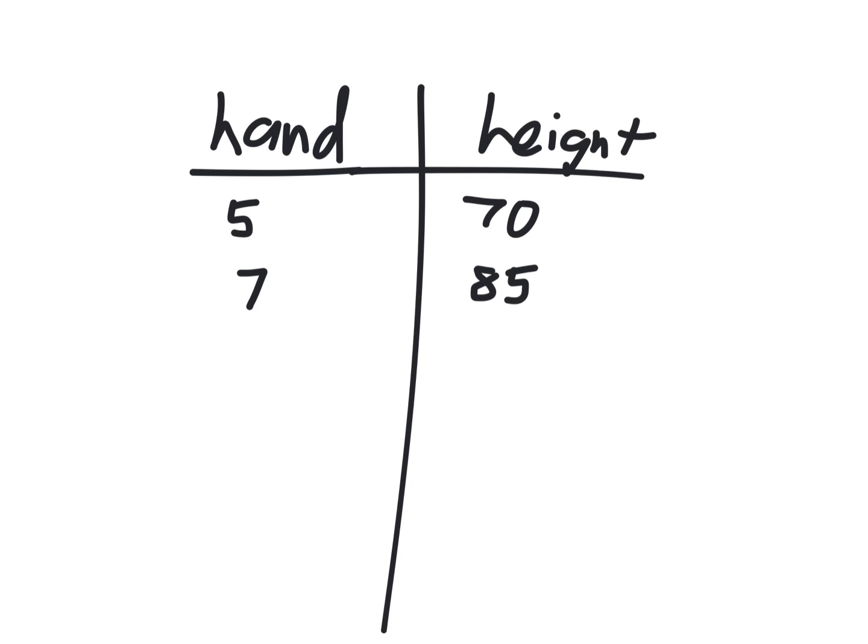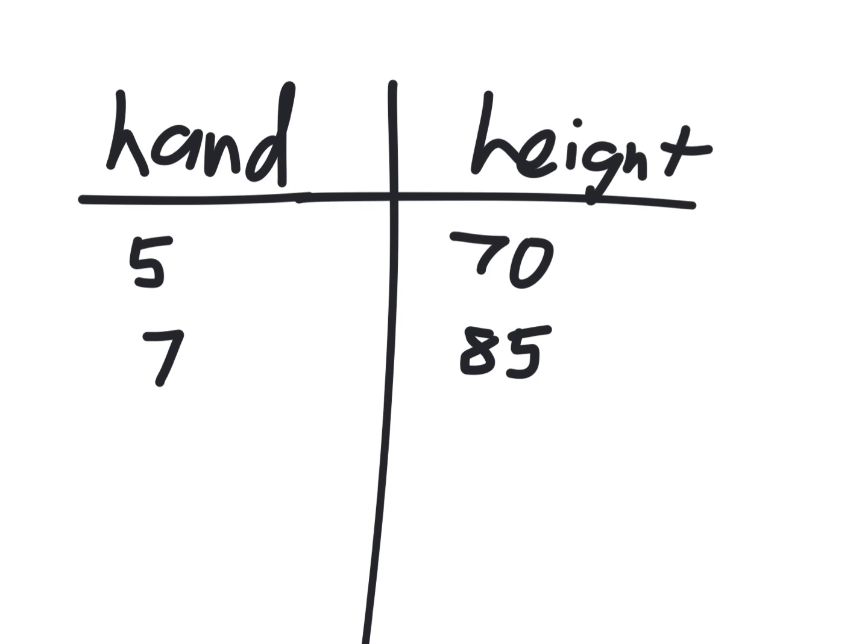Then there's somebody in between whose hand was 6, and wouldn't you expect their height to be between 70 and 85? More than 70? Maybe I should write them this way. I'm going to squeeze it in here. That 6-inch hand would be between 75 and 80. So maybe it's at like 78.